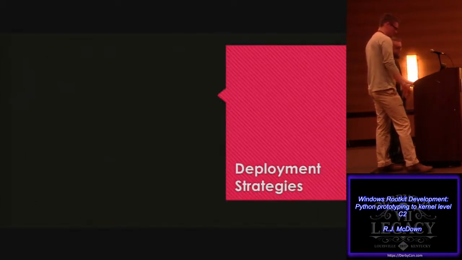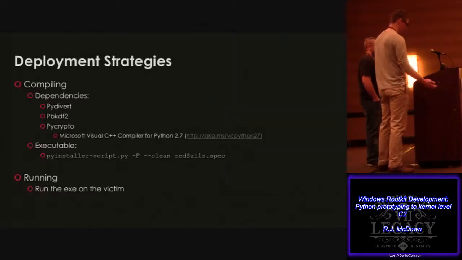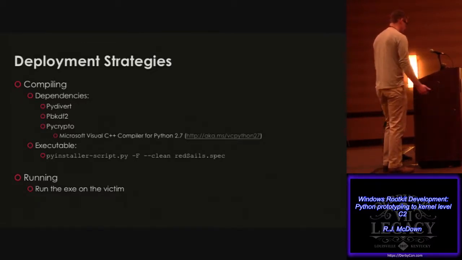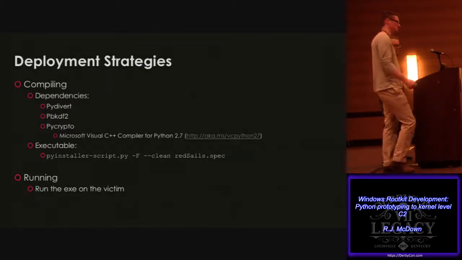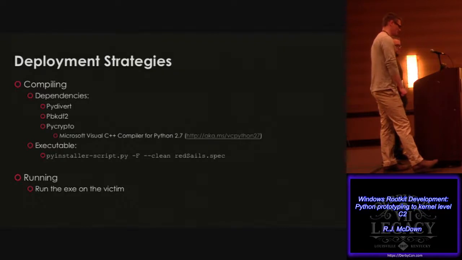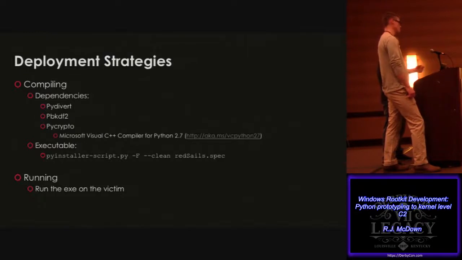So what does this require in terms of dependencies? Really, it's just a couple of packages which you can pull down with pip, and PyCrypto has a reliance on the C++ compiler for Python to roll your own exe. If you go to the GitHub and pull it down, this is all you need to do.